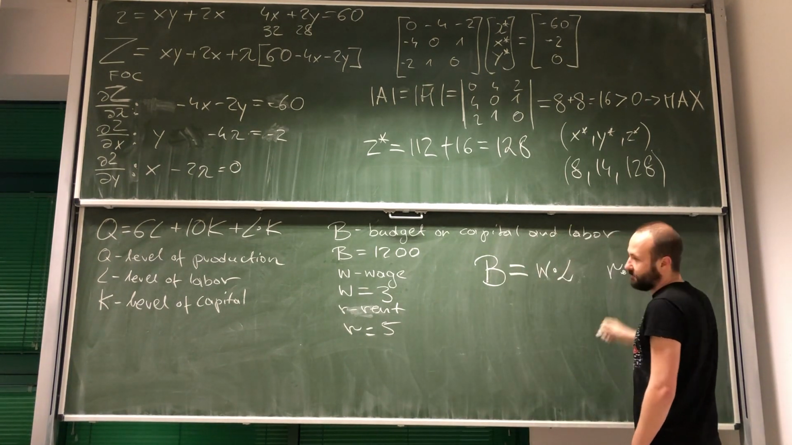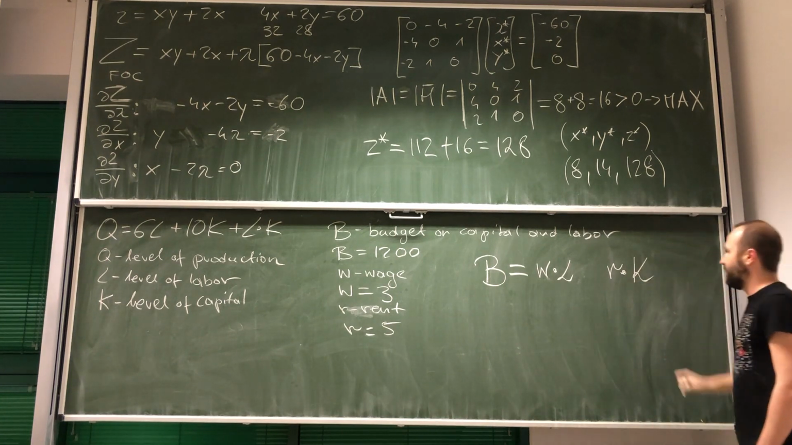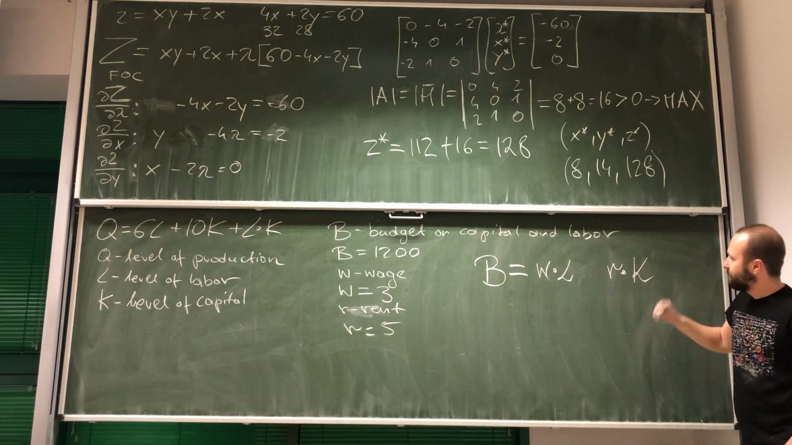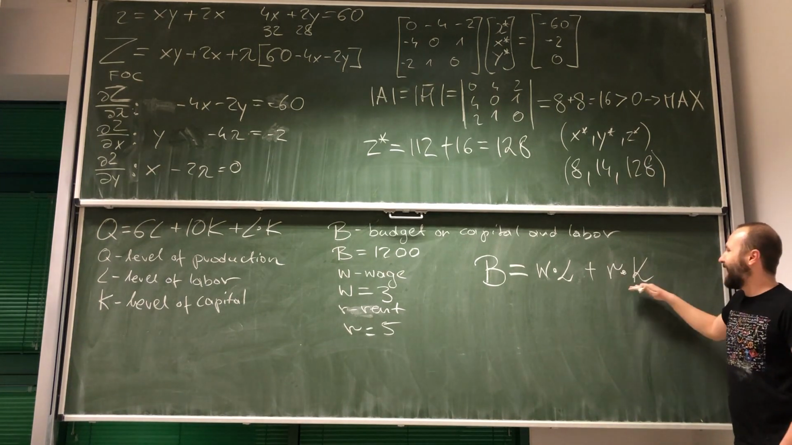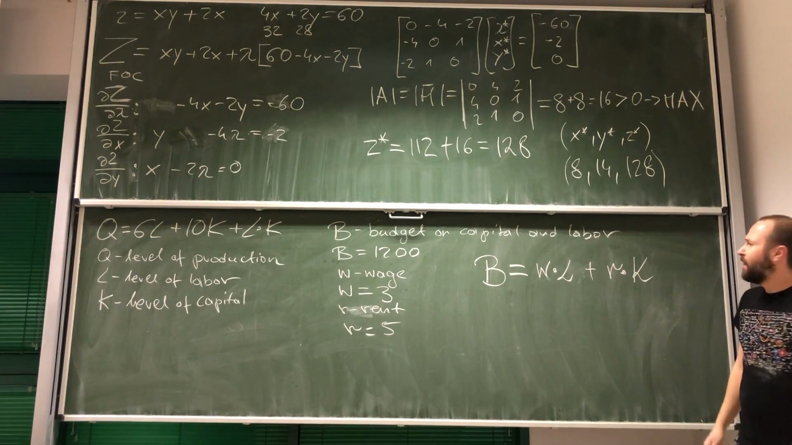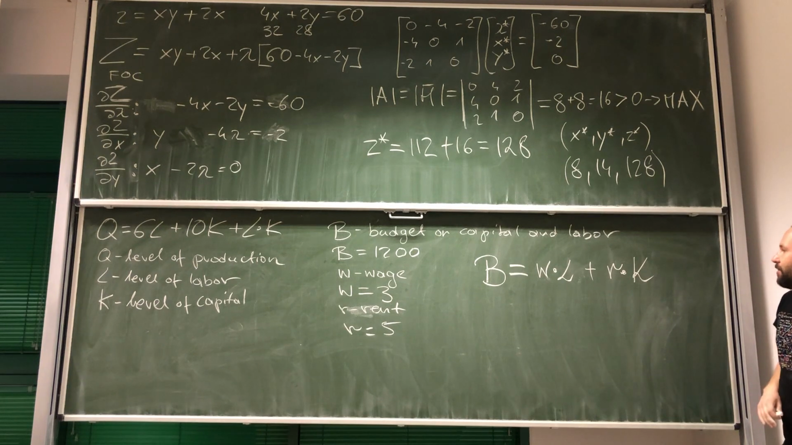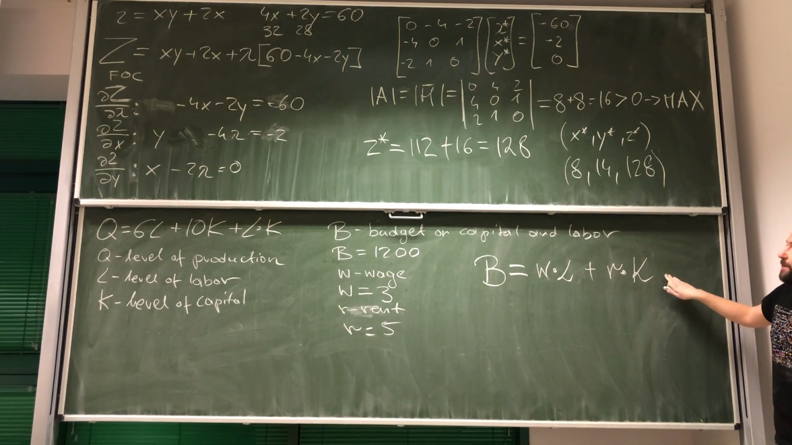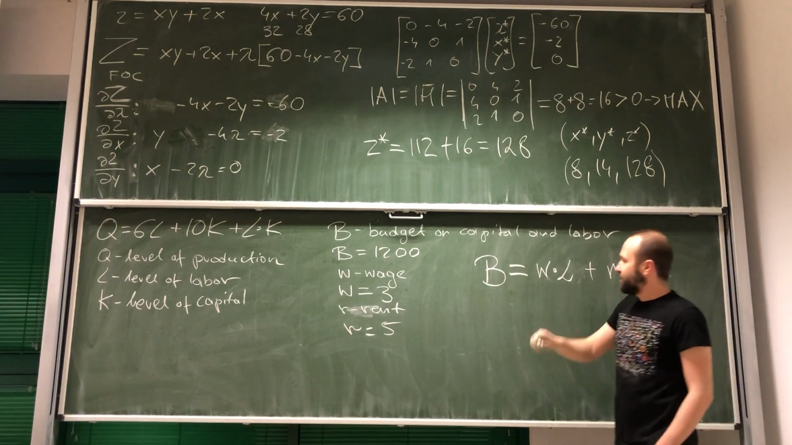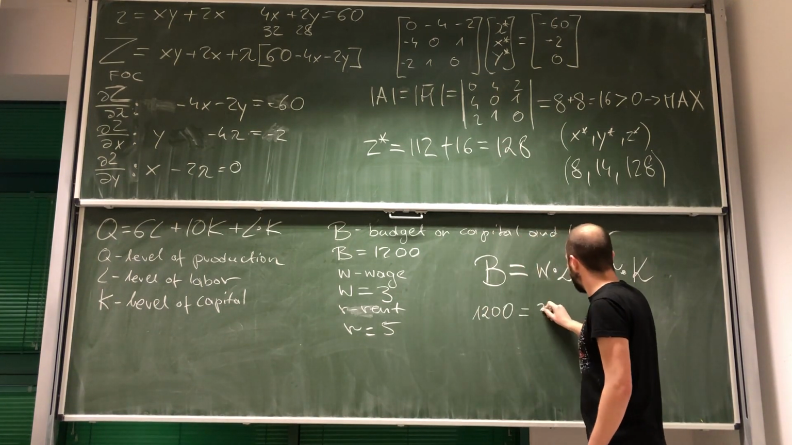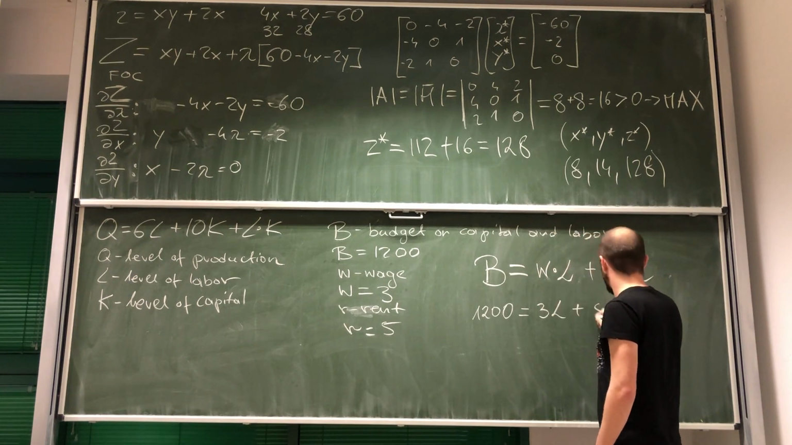Rent times the level of capital. But of course, as it turns out, the company can spend anything in between. And usually this is a reasonable thing to do, to spend some money on labor, some money on capital. So look, this is going to be our budget constraint, yeah. And so how is it going to look? 1,200 equals 3L plus 5K.